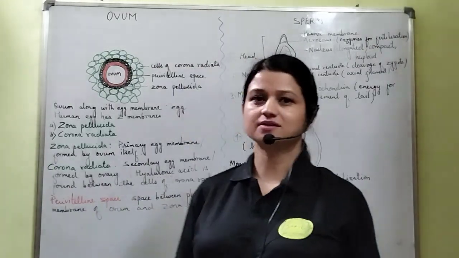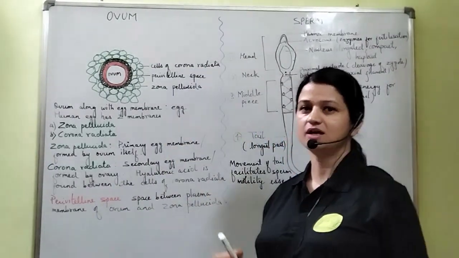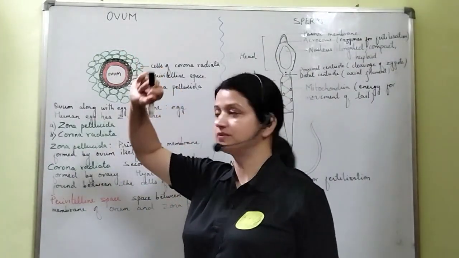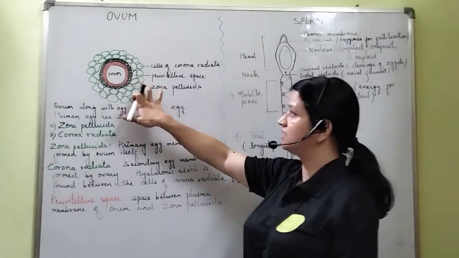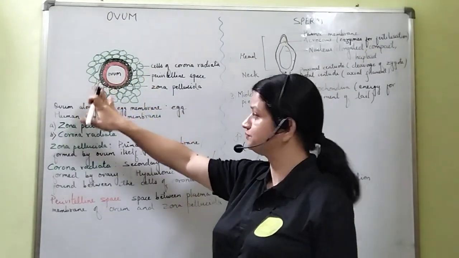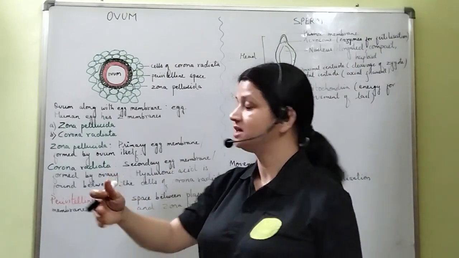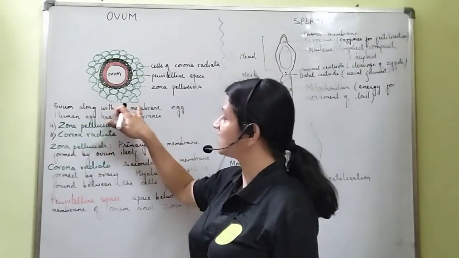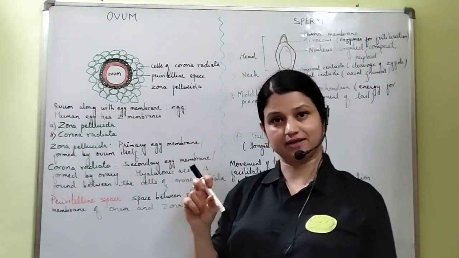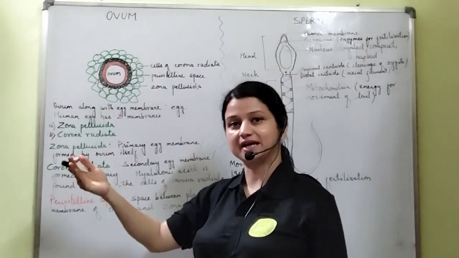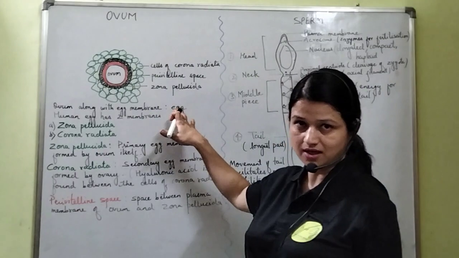Students, now we'll discuss the structure of an ovum and a sperm. Clear? So first of all, ovum. So here you can see the structure of an ovum. Now ovum, or we can say oocyte. So ovum along with the egg membrane is called egg. Clear? So what is egg? Ovum or oocyte with the membrane is known as egg.